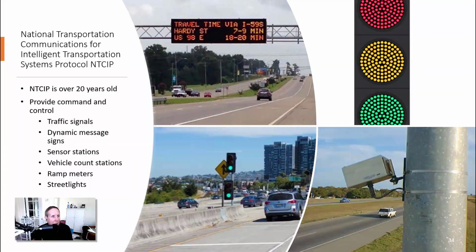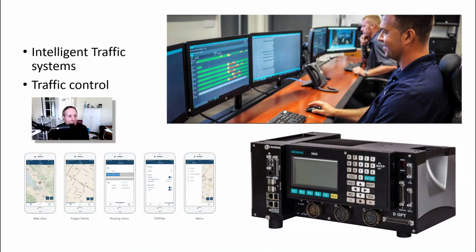Here's a fascinating protocol at layer 7, the National Transportation Communications for Intelligent Transportation System Protocol, or NTCIP. It's over 20 years old, and it provides command and control for traffic signals, dynamic message signs, sensor stations, vehicle count stations, ramp meters, and streetlights. It can be integrated with intelligent traffic systems and traffic controls and mobile apps.